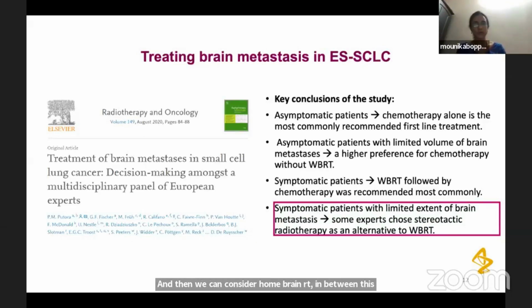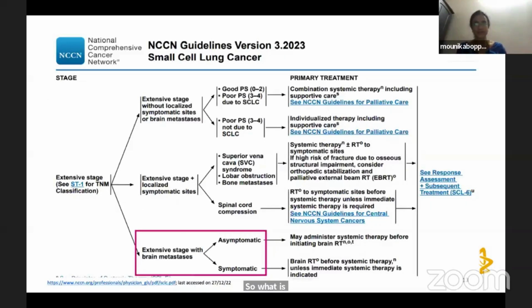So what does NCCN say for extensive stage small cell lung cancer? If the performance status is good, and they do not have localized symptomatic sites or brain metastasis, we go for combination systemic therapy, including supportive care. If the PS is poor, PS 3 or 4, then we have to individualize the therapy.